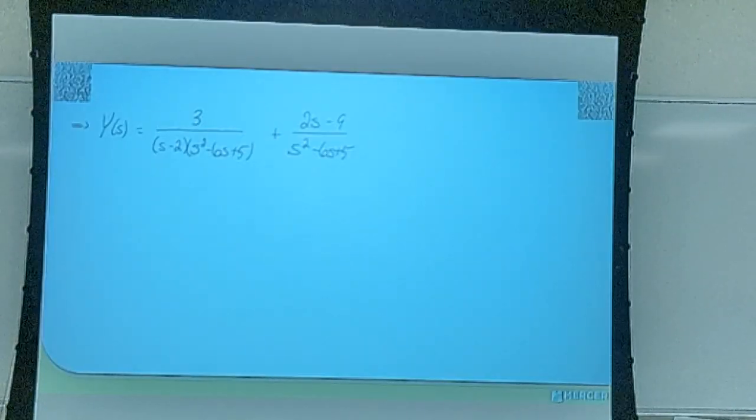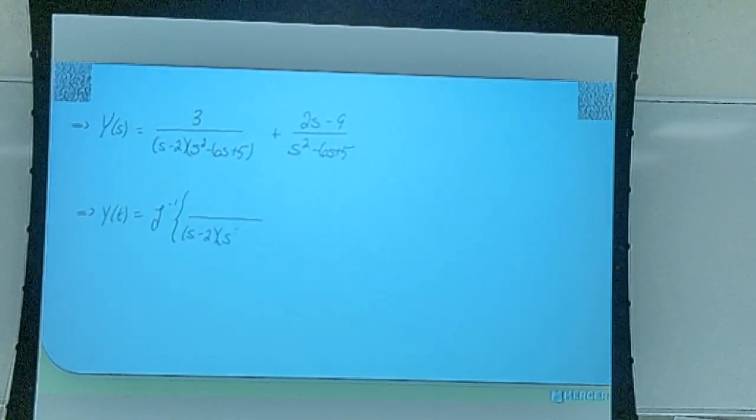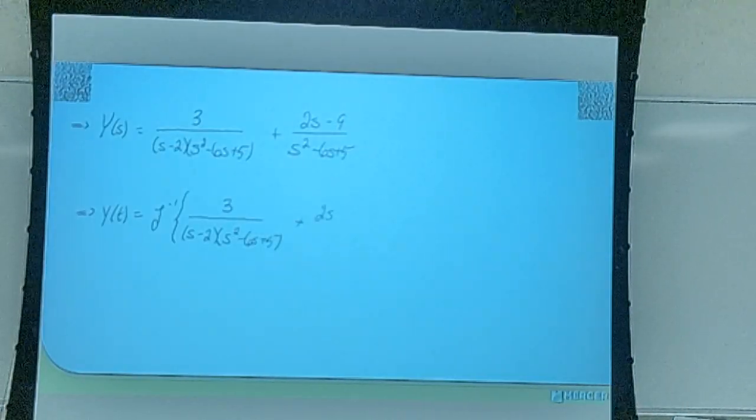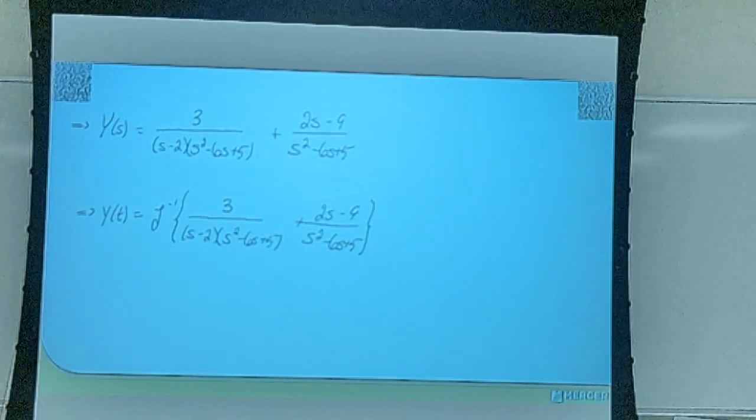But big Y was the Laplace transform of little y, right? So now you take the inverse Laplace transform on both sides. And now we use the techniques that we were working on last time.